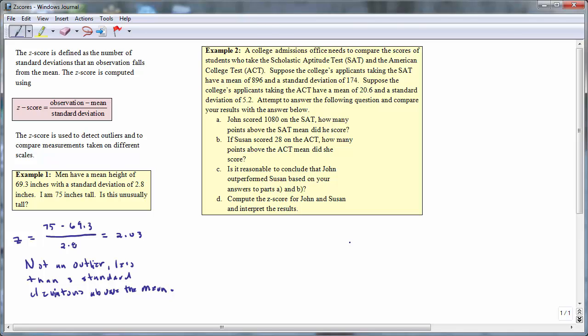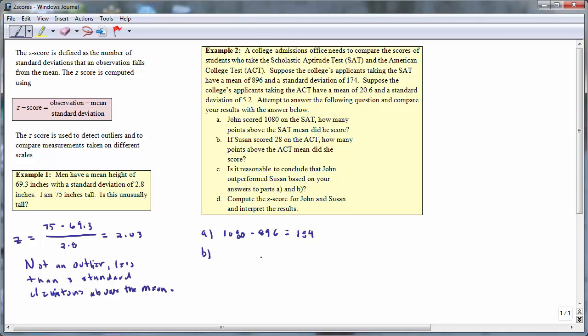In Part A, John scored 1,080 on the SAT. How many points above the SAT mean did he score? We take 1,080 and we subtract 896. Do the subtraction. This comes out to 184. So John is 184 points above average.